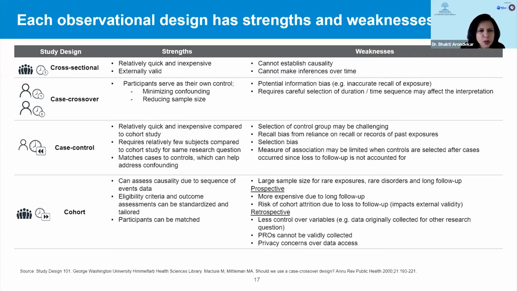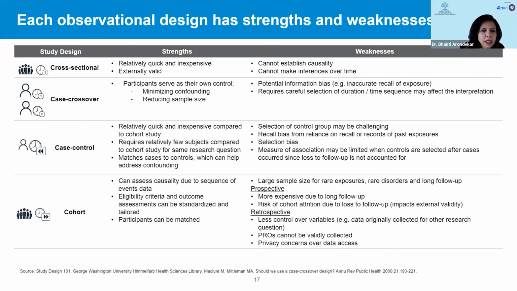In case control, these are also relatively quick and inexpensive. But I've said that identifying a control group can sometimes be challenging. There might be some type of bias, such as recall bias. So you're relying on these patients or records from the past, and you might not have complete records on these. And then the association might be limited. So, how do you attribute that the outcome was definitely because of the exposure that you've seen or a drug that was given to these patients is limited.